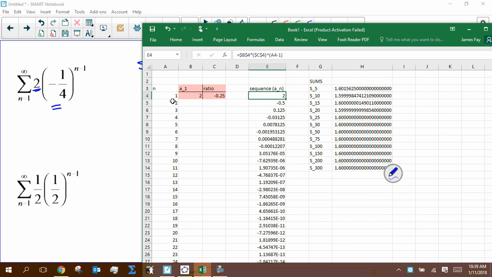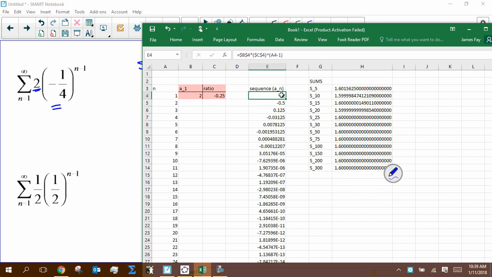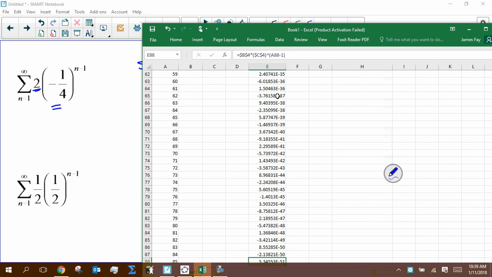With an n value of 2, our second object in our sequence should be negative 0.5. With 3, it should be 0.125, and so forth. So these here are your sequence. That's your first number in your sequence, second, third, fourth, fifth, sixth, seventh, eighth, ninth, tenth, 11th, whatever. And you keep going through, and you can see I extended this all the way down.